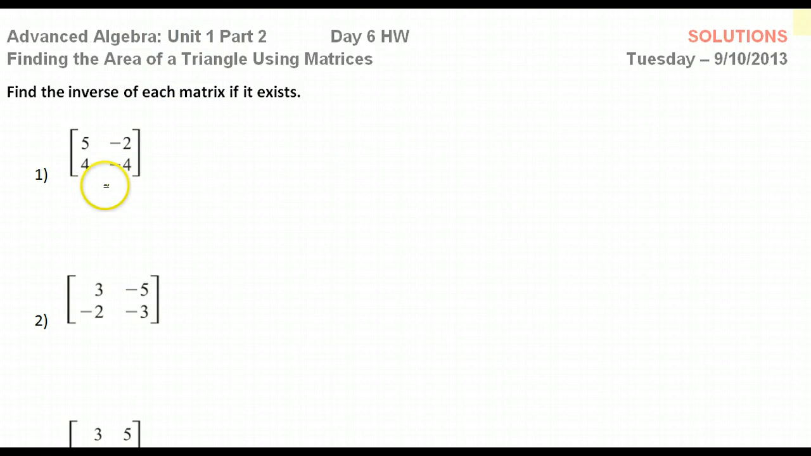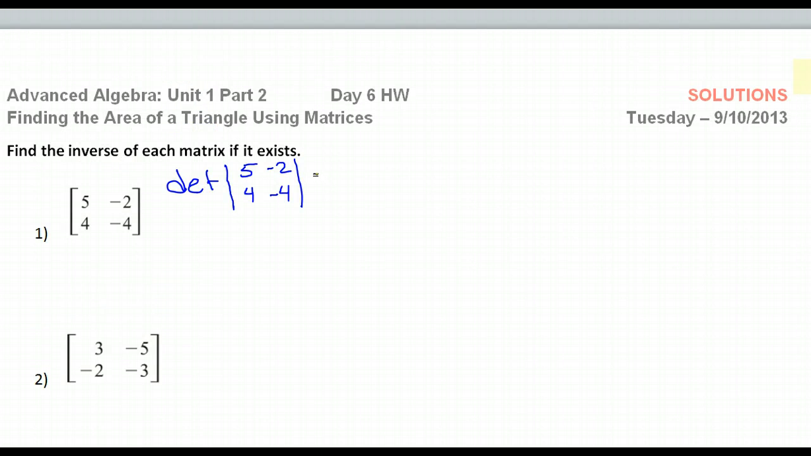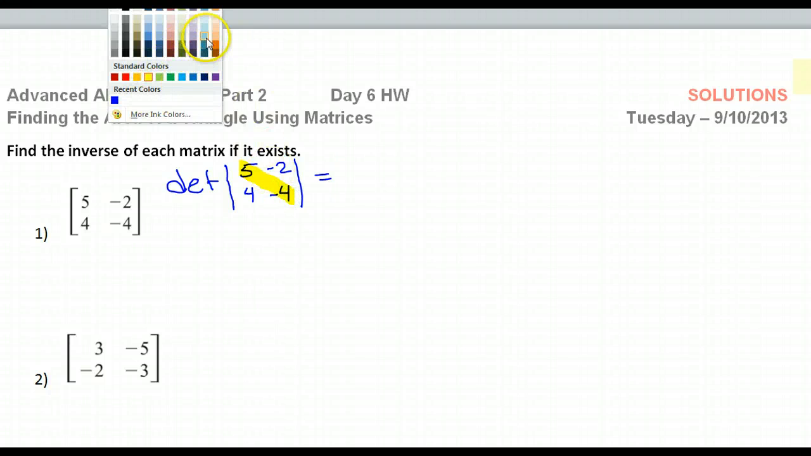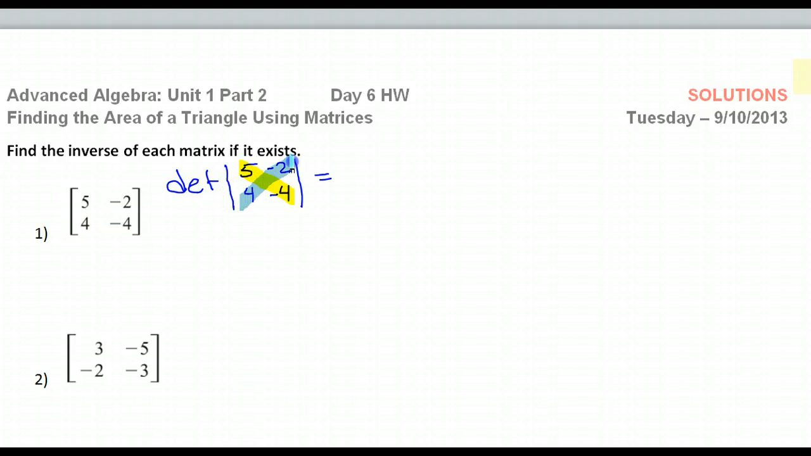The way we find the inverse of a matrix is a two-step process. First, we need to find the determinant. Now remember, to find the determinant, we just do the down diagonal minus the up diagonal. So we're doing the down diagonal and then minus the up diagonal. Okay, so the down diagonal here is negative 20. And then that's going to be minus, and the up diagonal is negative 8.